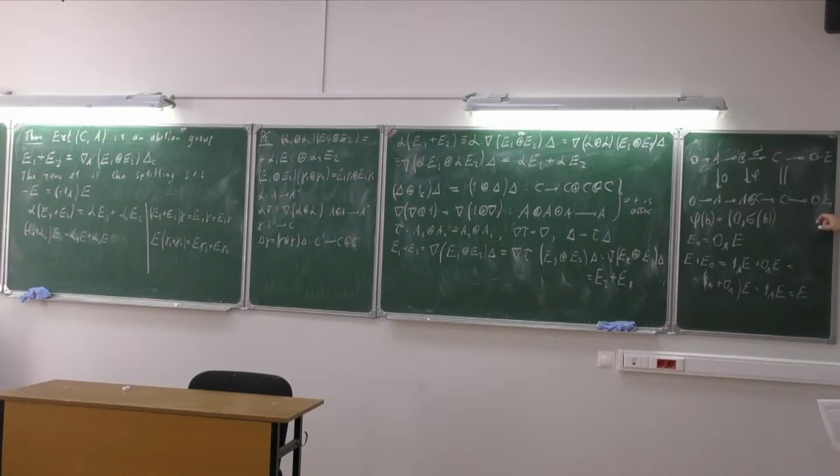And the proof that the product of minus 1 on A and E is the same as minus E, I'm going to leave it as an exercise. It's more or less the same as here. So let me say that I'm done with the proof of this statement.